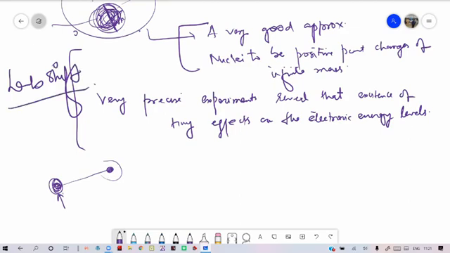I am evaluating your earlier assignment as well. The last one was the Pauli exclusion principle and electronic configuration.